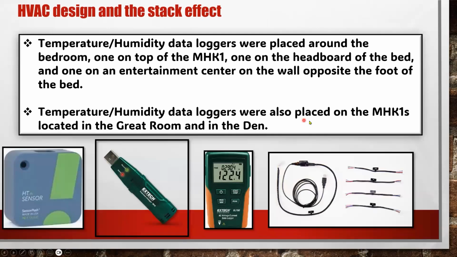I also placed temperature and humidity data loggers around the bedroom. There were three in the master bedroom, one on top of the headboard, one on an entertainment center on the wall opposite the foot of the bed, and one on top of the MHK1. I also placed these sensor push data loggers on top of the other MHK1s located around the house, the other 2 units.